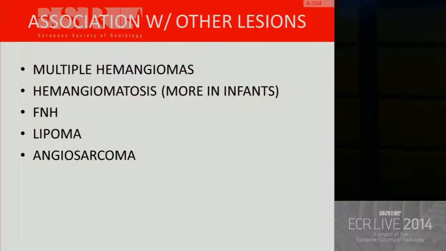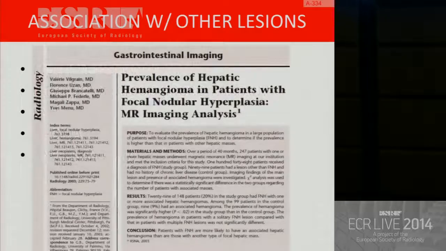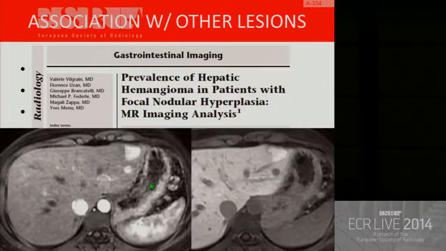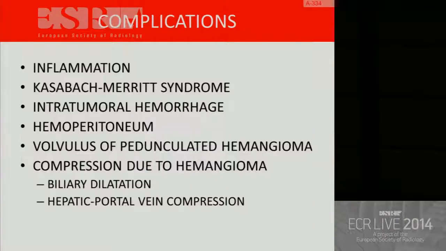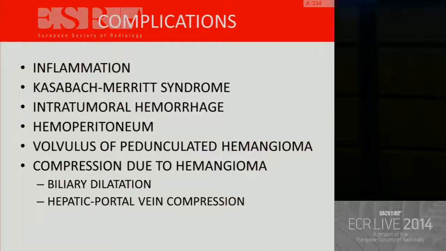And there can be associated lesions in patients with hemangioma, and the most common lesion is FNH, as shown by Dr. Wilgrain and Brancatelli and Dr. Menu. You can see that FNH is the most common lesion in patients with hemangioma, and this is a very nice example. On the same slice, you see an FNH and a hemangioma, because this takes up the contrast, so it's very easy to diagnose FNH, which will be further elaborated by Dr. Felipe Casaro-Alves.